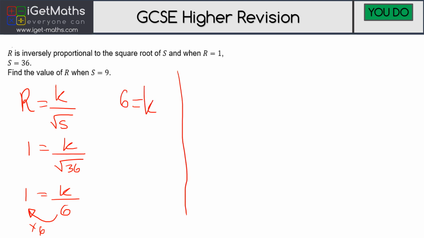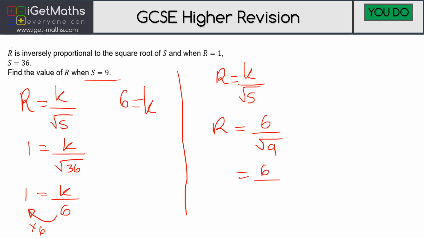We're now going to rewrite this again, and write R equals K over root of S. And we need to find the value of R when S equals 9. Well, we know what K is. K is 6 and S is 9. So that's the square root of 9. And the square root of 9 is just 3. So that'd be 6 over 3 for R. And 6 divided by 3 is just 2. So R would equal 2. And you're done.